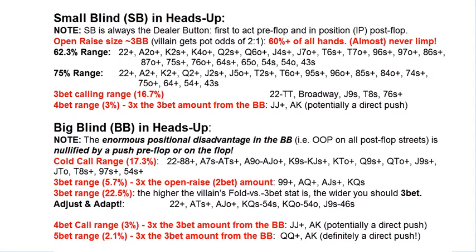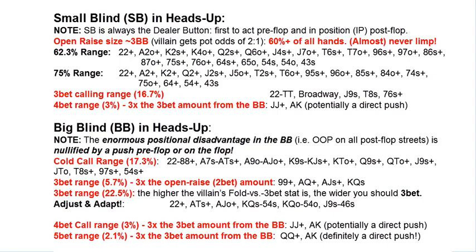But when you are just sitting down at heads up tables and you're a heads up player, the small blind's always the button, and first to act pre-flop and in position on all post-flop streets. Again, position is everything here, and these are suggested open raises from the small blind. 60 to 70% of all hands, never limp. Just as a word of the wise, if you do play heads-up cash games and you don't know this, you're going to be in a really bad spot.